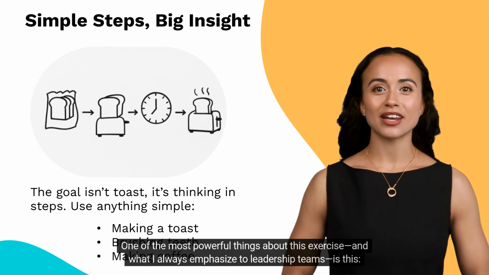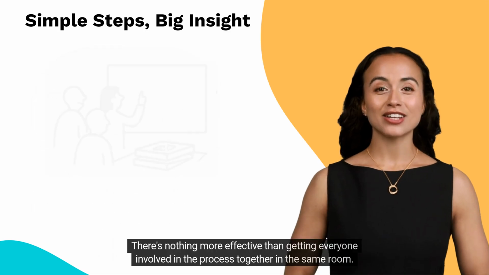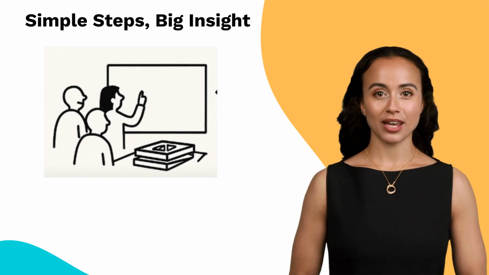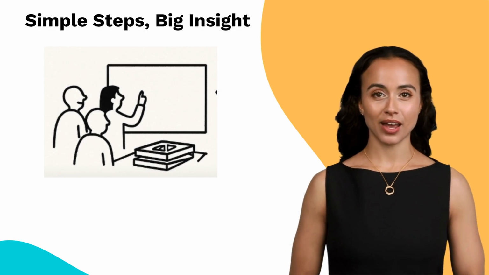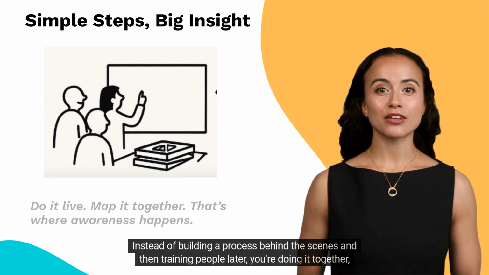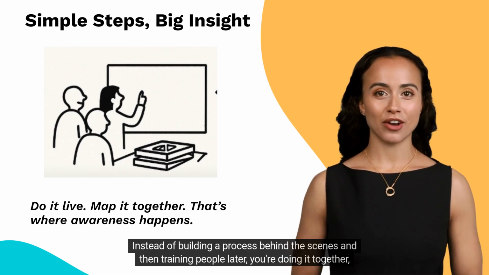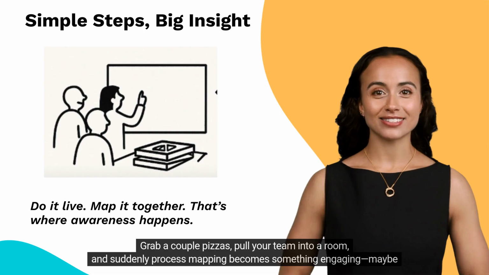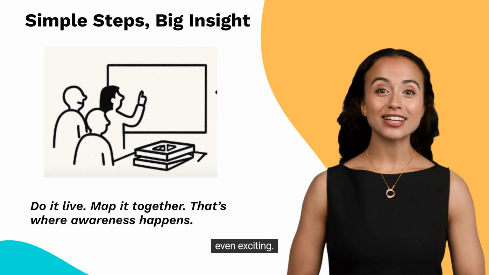One of the most powerful things about this exercise, and what I always emphasize to leadership teams, is this. There's nothing more effective than getting everyone involved in the process together in the same room. Because you're not just mapping it, you're aligning, training, and optimizing all at once. And every person who touches the process becomes aware of it in real time. Instead of building a process behind the scenes and then training people later, you're doing it together, live. It's collaborative. It's fun. Grab a couple pizzas, pull your team into a room, and suddenly process mapping becomes something engaging, maybe even exciting.